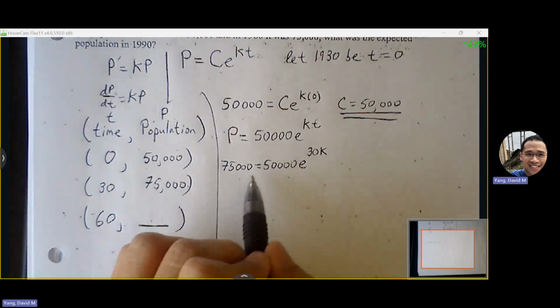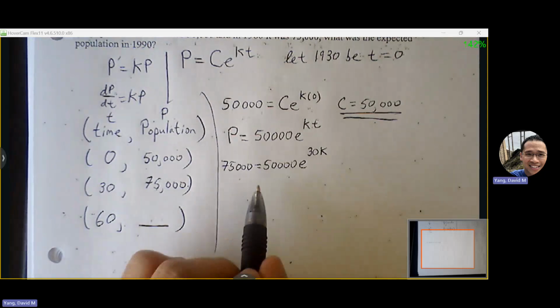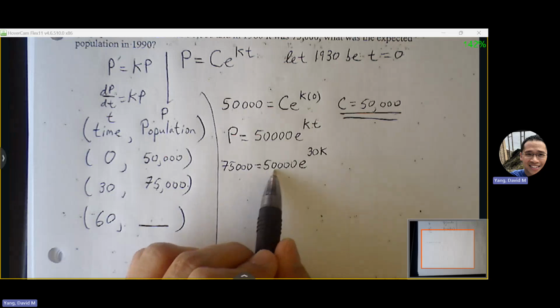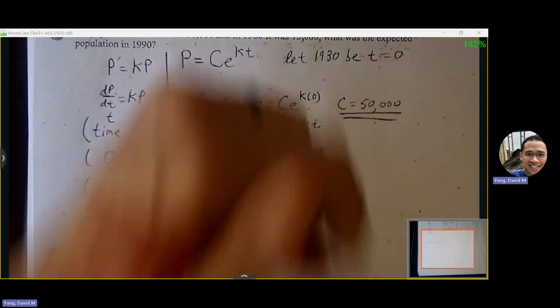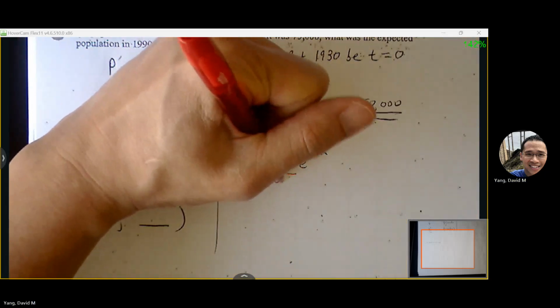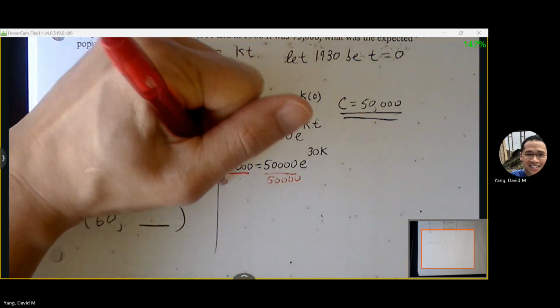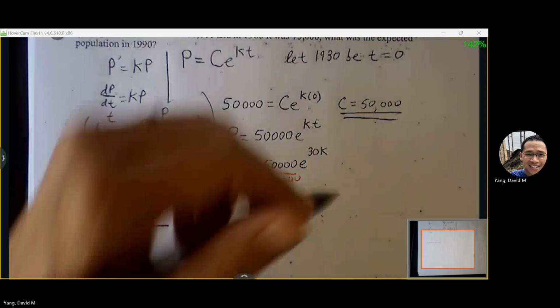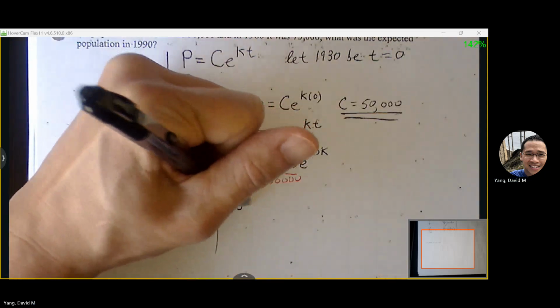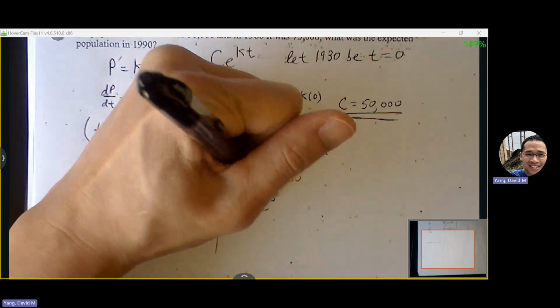All right, we want to solve for k. k is stuck in the exponent. I want to move things away from that right side there. An easy thing to move first is dividing by 50,000. So I'm going to divide by 50,000 first. 75,000 divided by 50,000 gives me 1.5. So I get 1.5 is equal to e to the 30k.